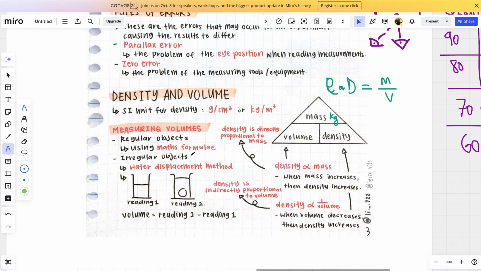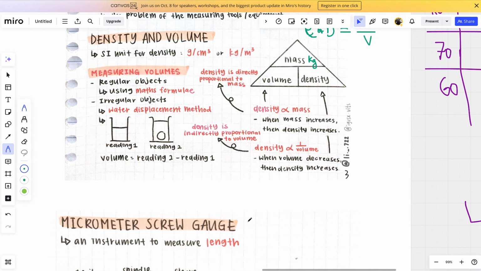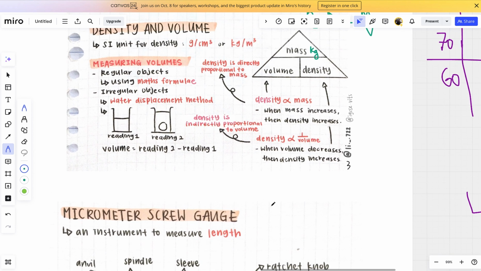We've used the length, width and height formula for calculating the volume of regularly shaped objects, and for irregular ones we use the water displacement method. You put some water in a measuring cylinder, then you put the irregular shape like a stone in the water, and the volume will increase. Measure the first volume, measure the second volume, then you subtract. You get the volume of the irregular shaped object. Then we say density is inversely proportional to volume, but directly proportional to mass.